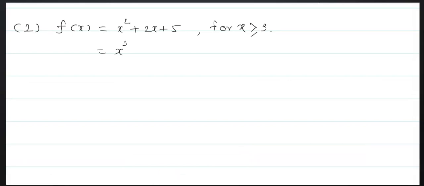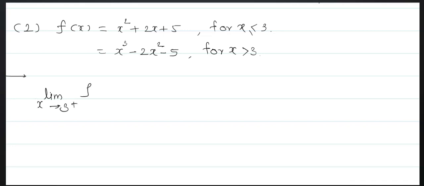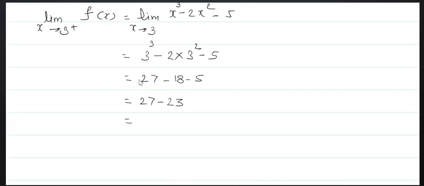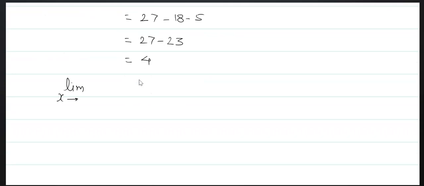Next, f of x is equal to x square plus 2x plus 5 for x less than or equal to 3, and x cube minus 2x square minus 5 for x greater than 3. Here x is less than or equal to 3, and x is greater than 3. I will take the left hand side limit and the right hand side limit. The given function is a polynomial function on each piece, so it is continuous. We'll check its continuity at x is equal to 3.